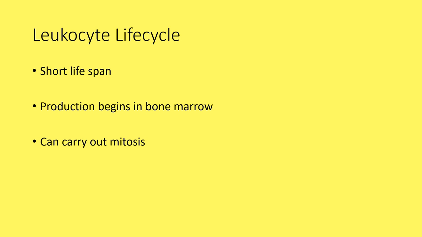Leukocytes tend to have a very short lifespan. Once again, just like we said at the beginning, all the formed elements do begin production in the bone marrow, start out as a stem cell. Now, because leukocytes do have a nucleus, they can carry out mitosis versus the red blood cells that don't because they lose their nucleus.